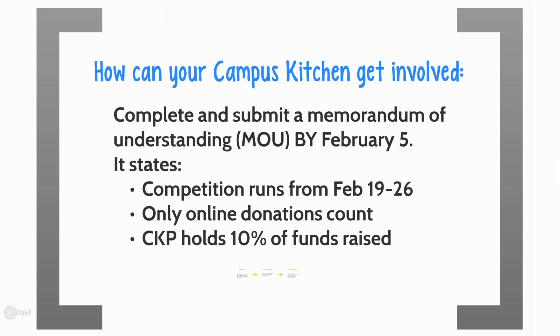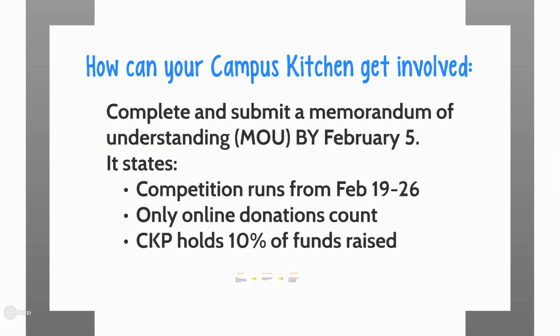So now we're going to talk about how your Campus Kitchen can actually get involved. The first and most important thing that you have to do is complete this MOU. It's a Memorandum of Understanding, and that's due February 5th, which is a Friday, and it's a week from tomorrow. The MOU is up on the pantry, and I'm going to email it out after the webinar, but I'm just going to talk a little bit about some main points so you know exactly what it is.